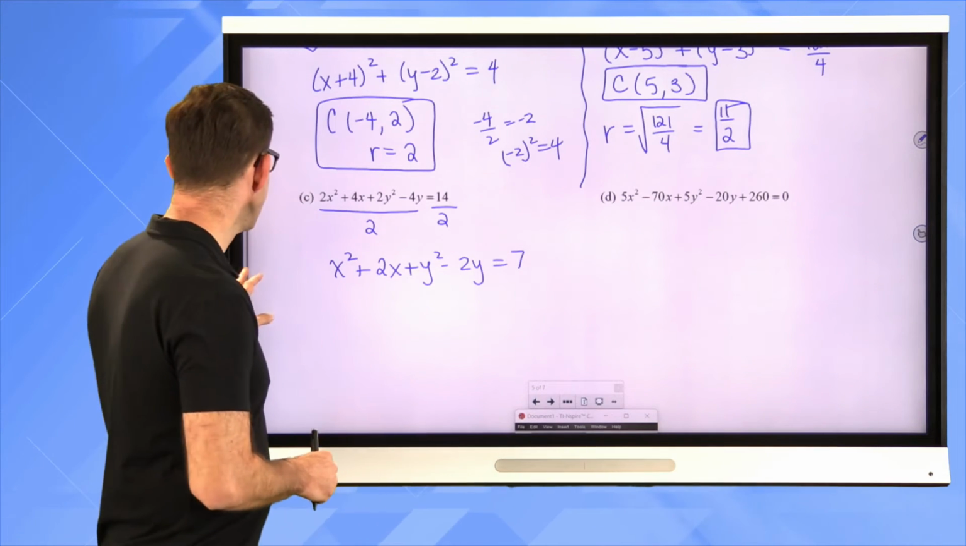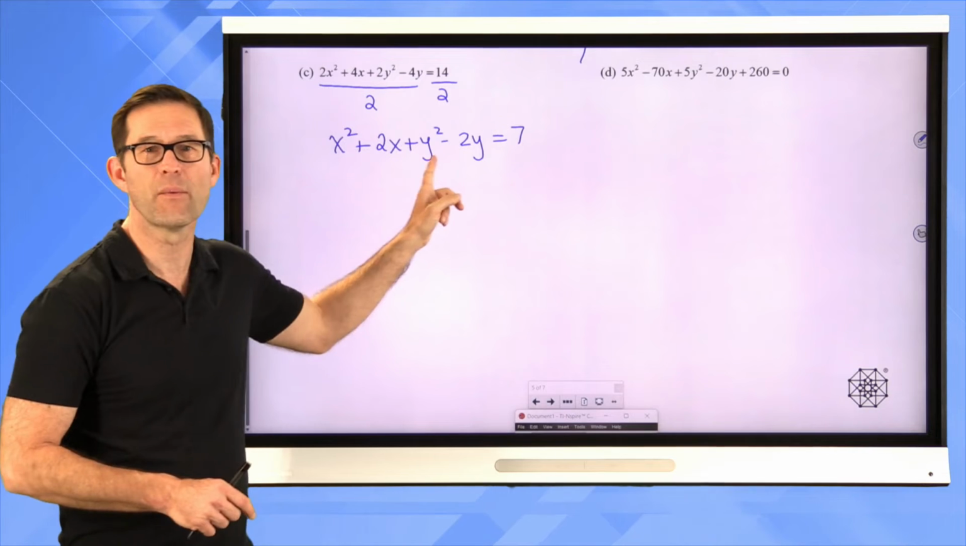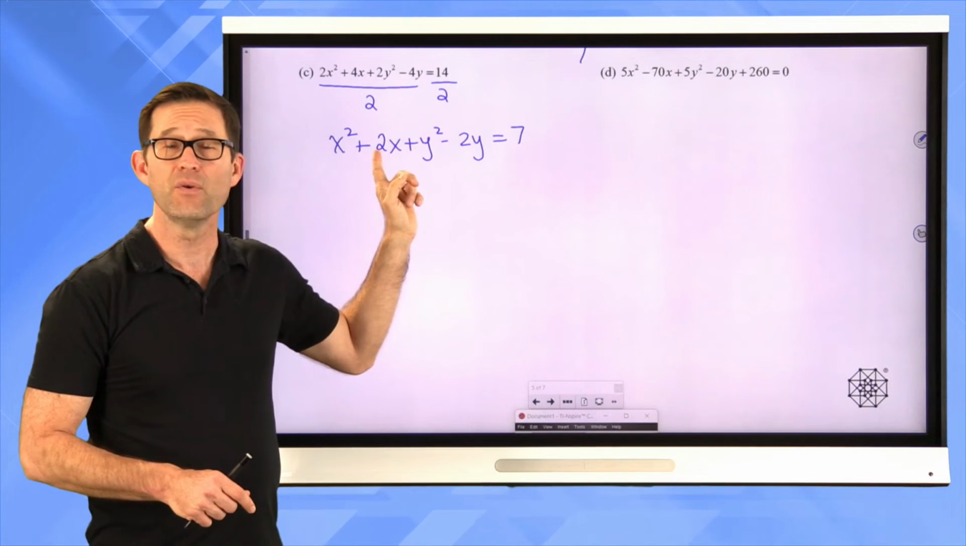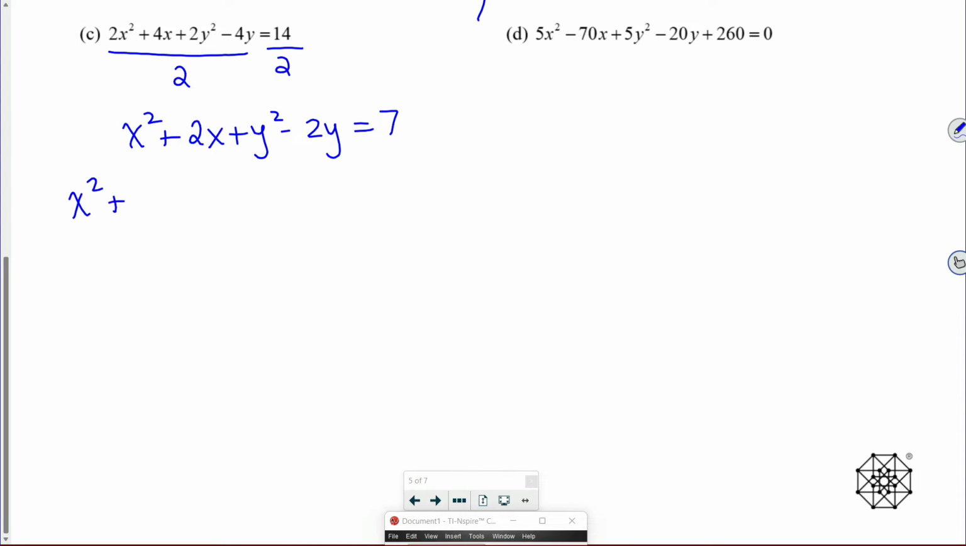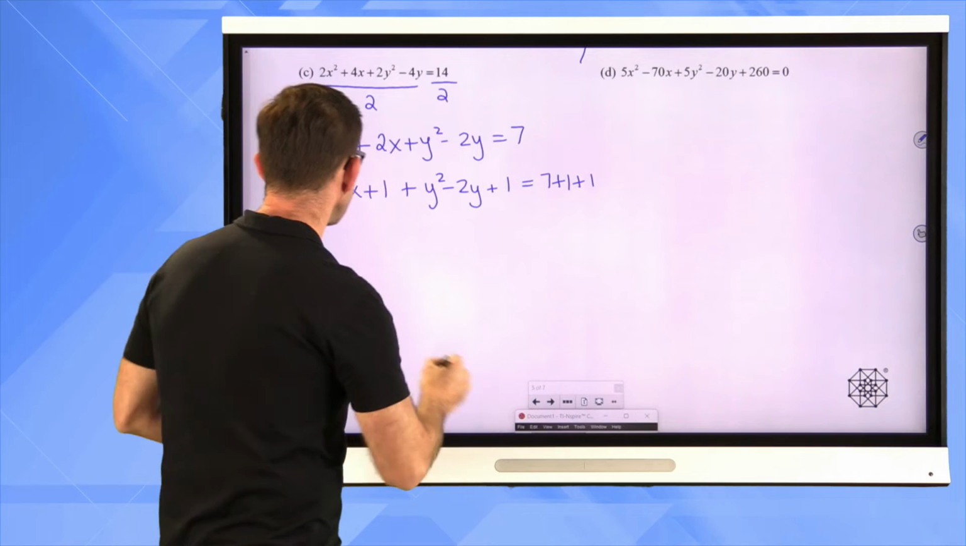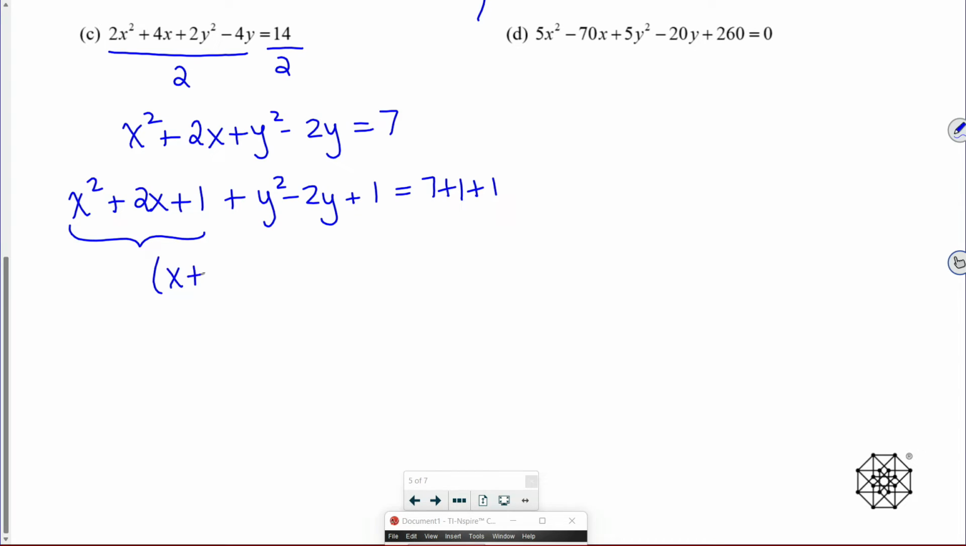Well, this one's kind of interesting because we have a coefficient of 2 on this x and we've got a coefficient of negative 2 on this y. Now 2 divided by 2 is 1 and 1 squared is 1. So to complete the square on that one, we're going to have x squared plus 2x plus 1. Here, same thing. Negative 2 divided by 2 is negative 1. Negative 1 squared is 1. So we'll have 7 plus 1, 7 plus 1. Okay. Now the factoring. This will end up being x plus 1 squared. This will end up being y minus 1, that's a minus 1 squared. And of course that's 9.